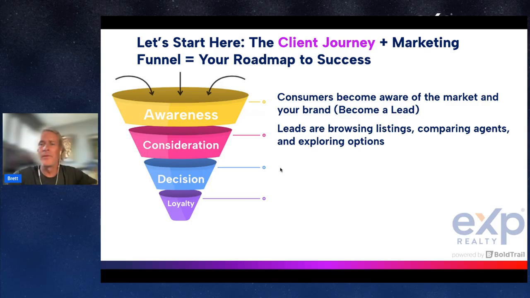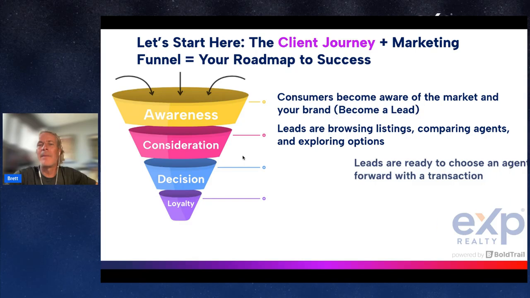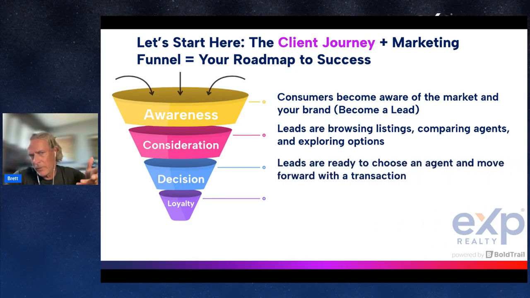Now I'm checking out listings, maybe reading some reviews. I make a decision, right? We all know this. And we're going to connect the statuses that you're about to learn in the BoldTrail platform to all of these stages. Okay, let's do it, right? Let's go see a house. Let's sign some paperwork. I want to buy my home or list with you.